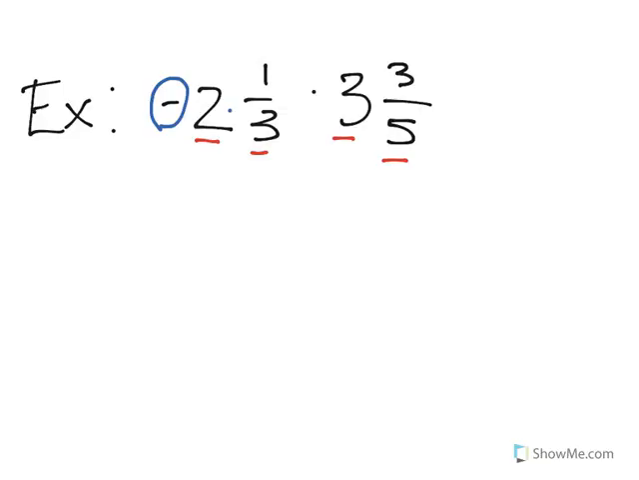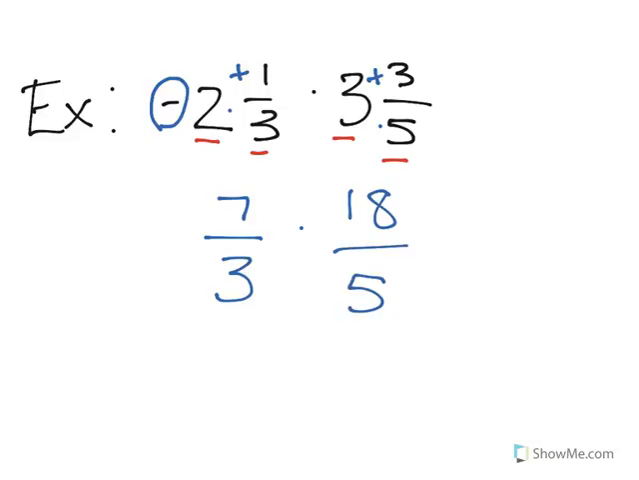3 times 2 is 6. 6 plus 1 is 7. So we have 7/3 times, 5 times 3 is 15. 15 plus 3 is 18. Keep the denominator the same. Okay, so now I'm going to cross cancel. Is there any common factor between the 3 and the 18? Yes, 3 I can pull out of both numbers. 3 goes into 3 one time, 3 goes into 18 6 times. There are no common factors between 7 and 5, so I know I'm done here.